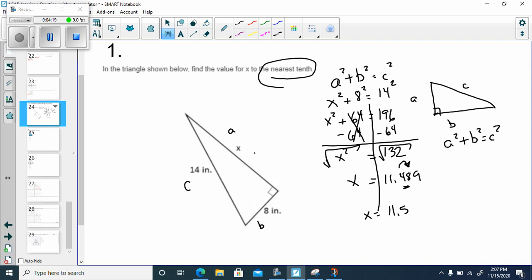Now let's see if that makes sense. If I've got a right triangle, the hypotenuse, the side that's across from the right angle, is always the longest side. You've got 11.5 and 8 for the shorter sides, and this is 14, so that could make sense. Okay?